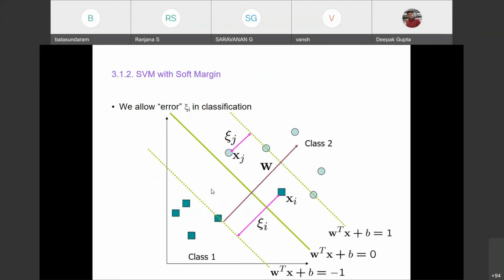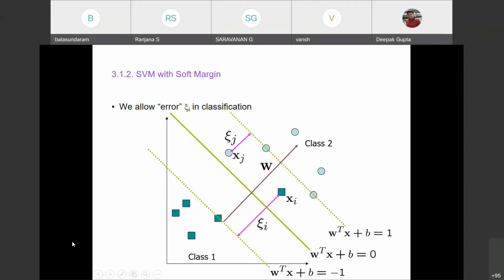Now I will come to the SVM with the soft margin model. I will go a little bit fast now, as I think we have some idea of what is going on. In the previous discussion we assumed that the two classes of points can be separated by means of a linear hyperplane.